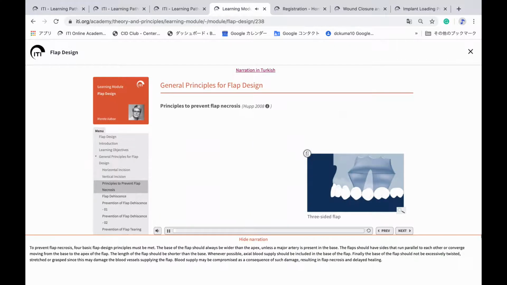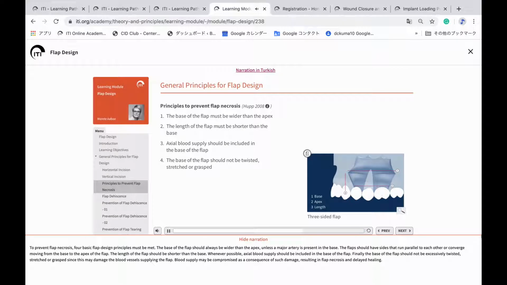To prevent flap necrosis, 4 basic flap design principles must be met. The base of the flap should always be wider than the apex, unless a major artery is present in the base. The flaps should have sides that run parallel to each other or converge, moving from the base to the apex of the flap. The length of the flap should be shorter than the base. Whenever possible, axial blood supply should be included in the base of the flap.